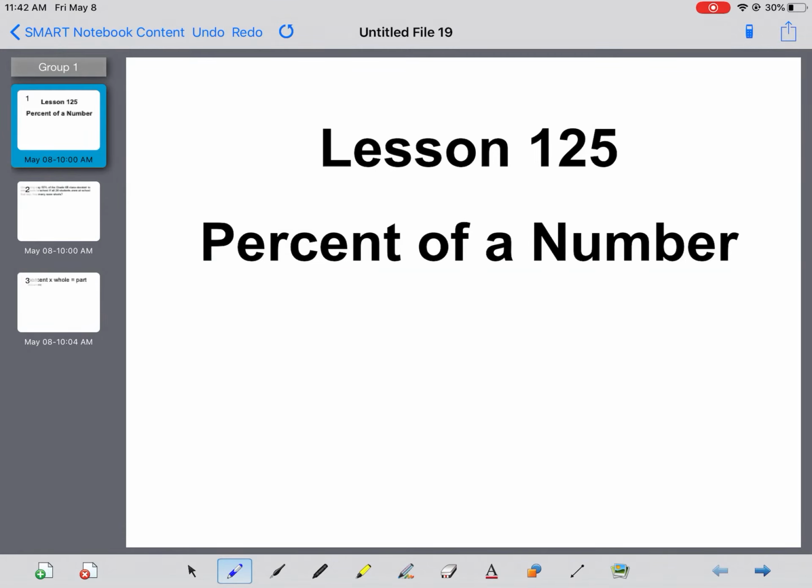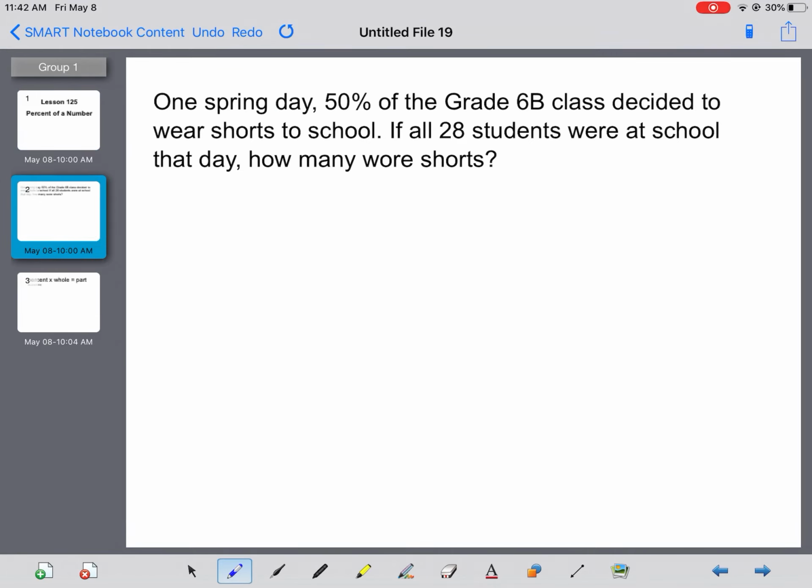Lesson 125, percent of a number. For today's lesson, we are going to start with a situation. Let's imagine that one spring day, the weather was getting kind of warmer, and 50% of the grade 6B class decided to wear shorts to school. If all 28 students were at school, how many students were wearing shorts?